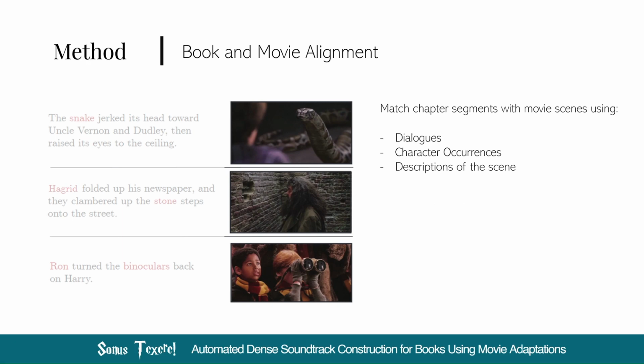To align the book and the movie, we aim to match chapter segments with certain movie scenes. And we have a few cues that we can use to do this. First, we have dialogues that appear in the book and in the movie in a similar form. Second, we have characters that appear in the book that also co-occur together in the movie in particular scenes. And finally, we have descriptions of the scenes themselves, where the book would simply describe something that's visualized in the movie. Hence, we use a certain multimodal approach here to align the book and the movie and obtain a chapter to scene mapping in the end.